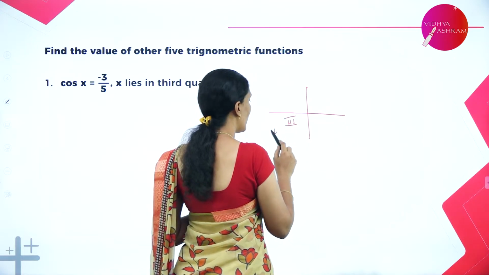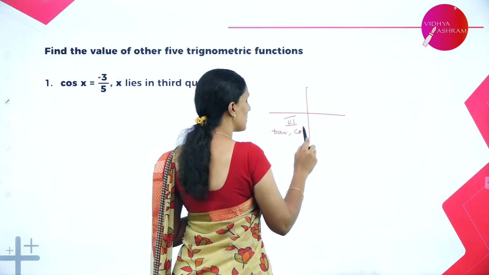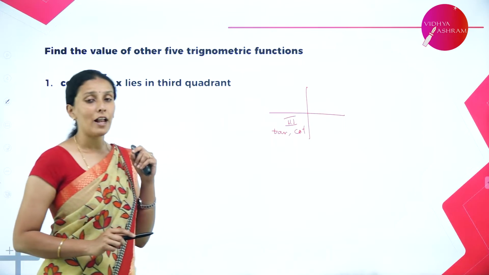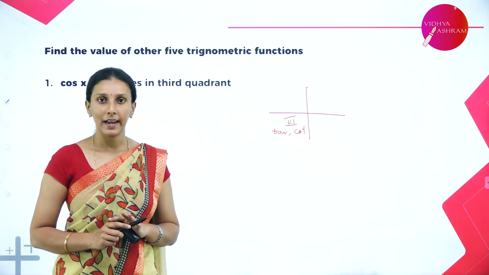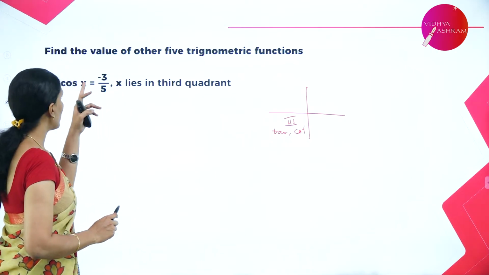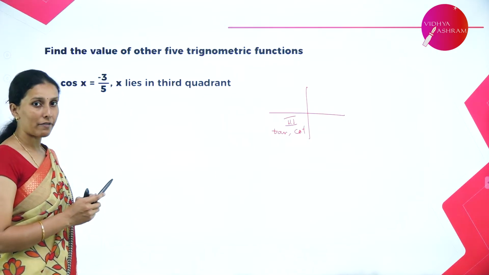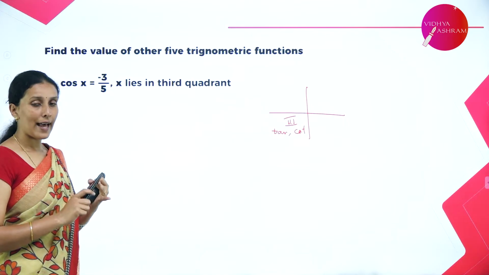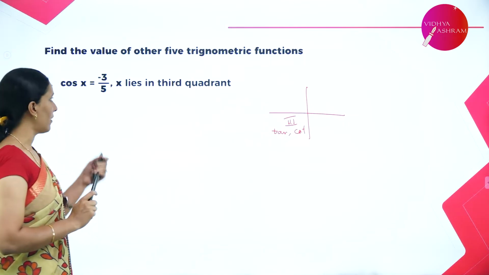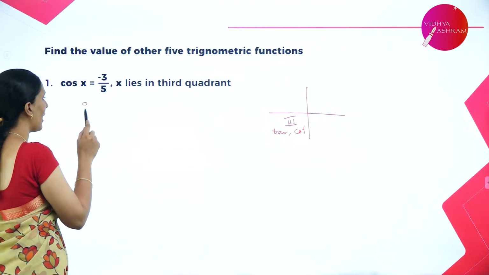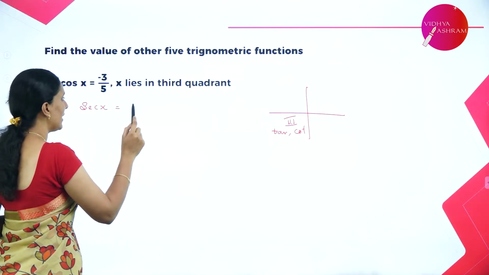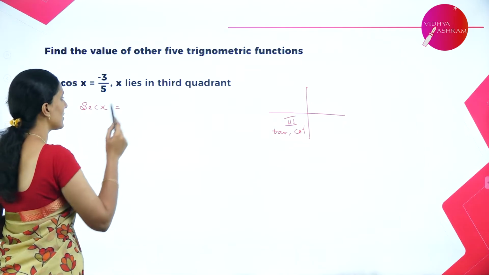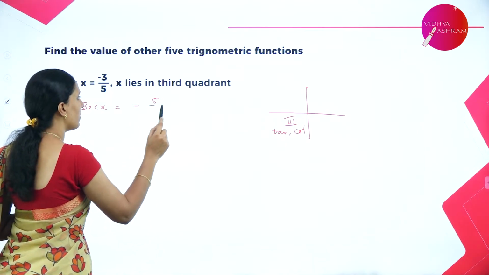we know that here only tan and cot are positive. That means the values of tan and cot should be positive. Other than this, all are negative. So we have here cos x is equal to minus 3 by 5. We need to find sine, tan, cot, cosecant and secant. Cos is given. We can directly write secant x because secant x is the reciprocal of cos x. So therefore it is minus 5 by 3.